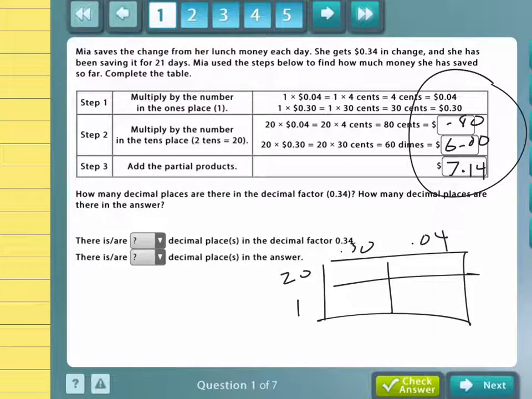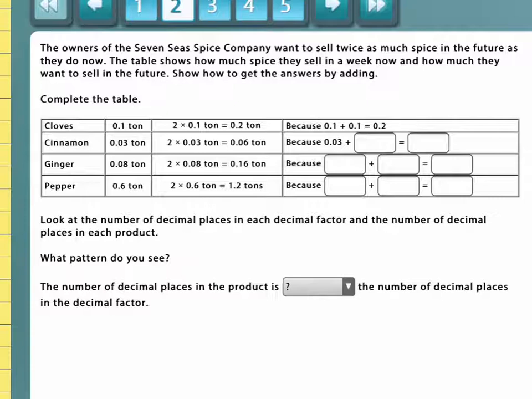Second question is, there are blank decimal places in the factor 0.34. Well, if you see, there are 2 decimal places in 0.34. So there should be 2 decimal places in the answer, and there are 2 decimal places in the answer. The number of decimal places in the factors will always equal the number of decimal places in the product.